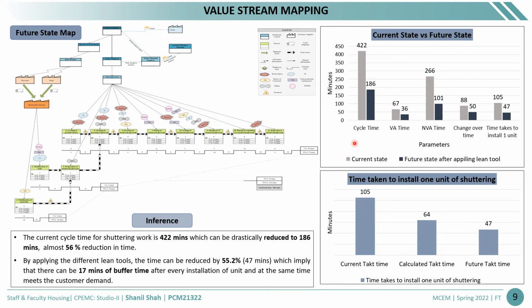So we can infer that the time which we have observed was 422 minutes, and after applying the lean tools it reduced to 186 minutes. The current takt time was 105 minutes per unit, the targeted takt time was 64 minutes, and the future takt time after applying the lean tools was 47 minutes per unit.